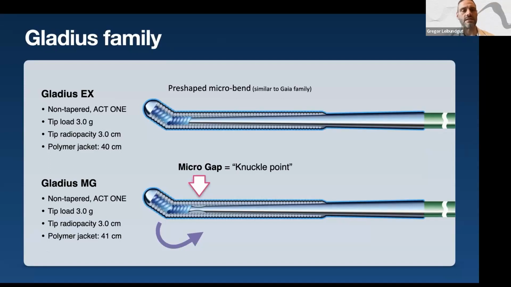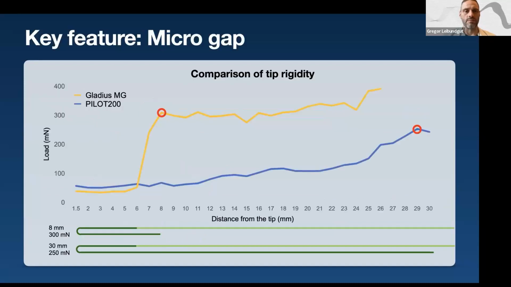On top, the Gladius EX with a tip load of 3.0 gram. Same for the Gladius MG, with the difference that there is a micro gap a few millimeters behind the tip. Both wires have pre-shaped tips, and this micro gap actually enables the wire to knuckle as soon as the tip feels some resistance. It falls over, and you will end up with a nice, small, controllable knuckle.